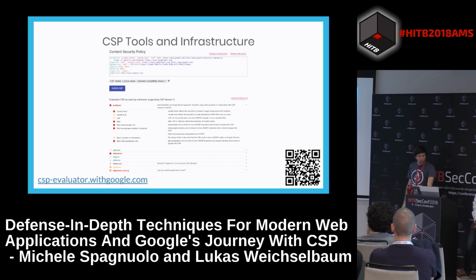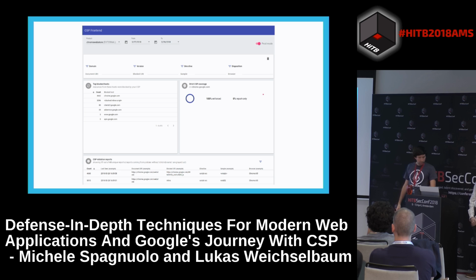We have a couple of cool tools that we use also internally and that are open sourced and externally available. There's the CSP evaluator. You basically paste the content security policy and it tells you if that policy is useful to mitigate cross-site scripting. If there's anything red, it's usually a bad sign.